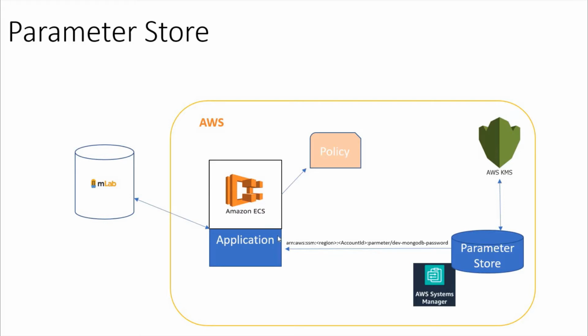For that, wherever the passwords are needed, we need to provide placeholders with an ARN in this particular format: ARN, AWS, SSM, region, account ID, and the key. This is the key, and this is a placeholder. This placeholder actually gets replaced with our proper password or whichever information we have.